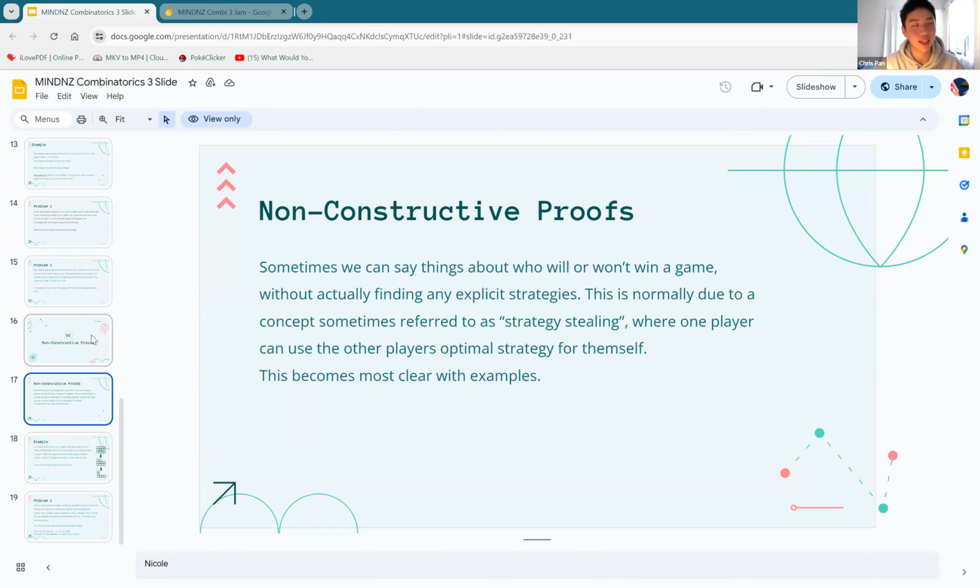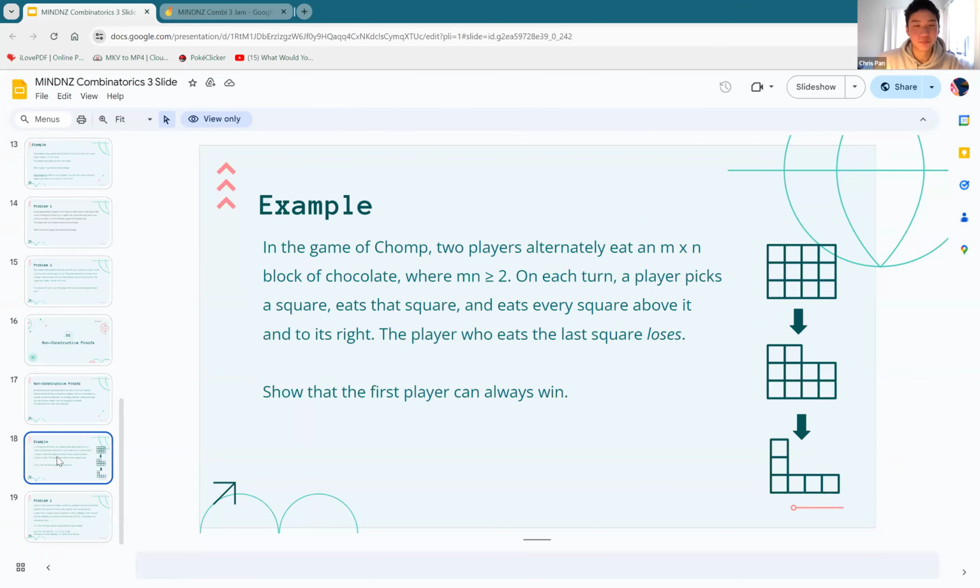So normally this is going to be due to something called strategy stealing, where I assume, let's assume player two has a really good strategy. Then I can play a biding move, a waiting move, wait for player two to make their move, and then I can try to steal player two's strategy. So okay, I'll give an example of what I mean with this one. Yeah, okay, this is the example here.